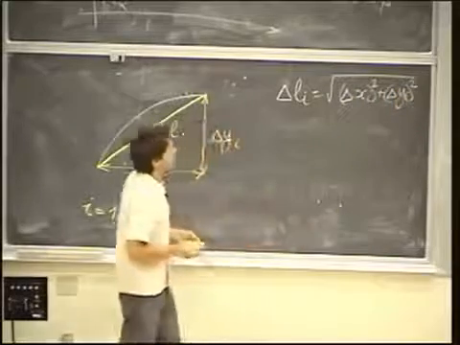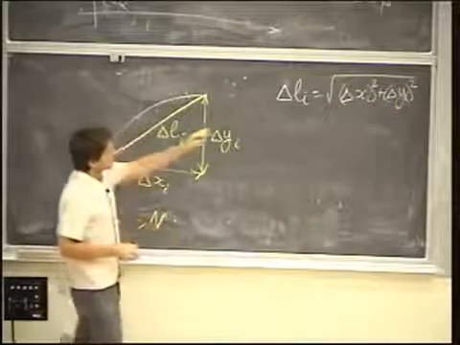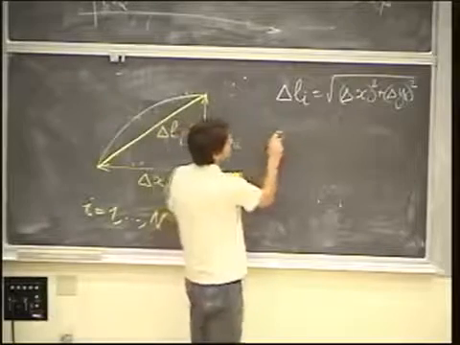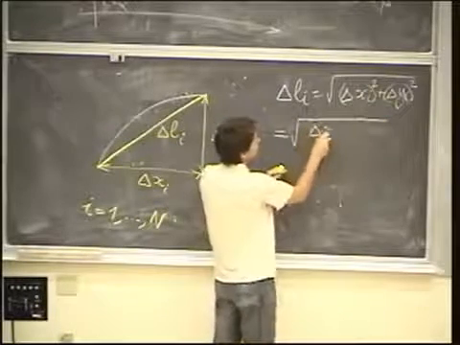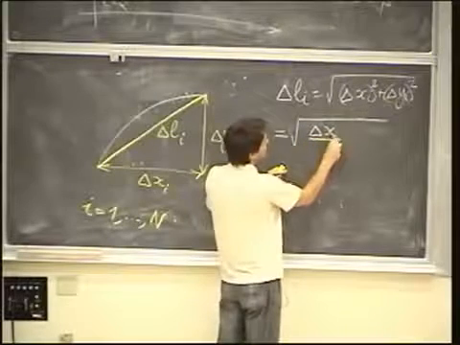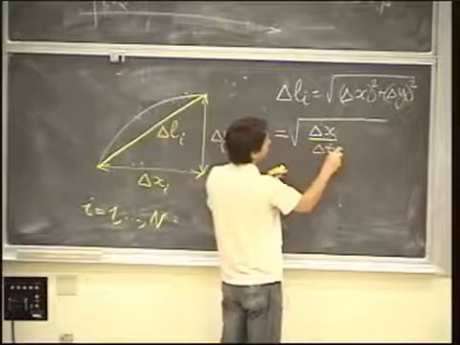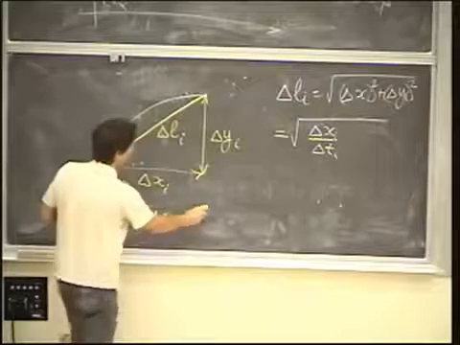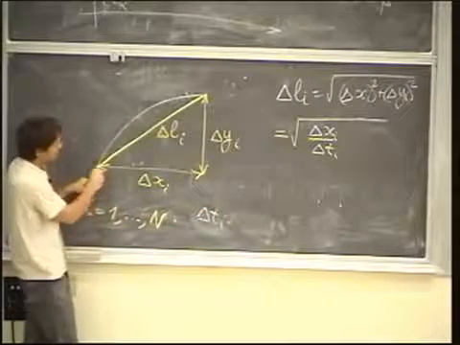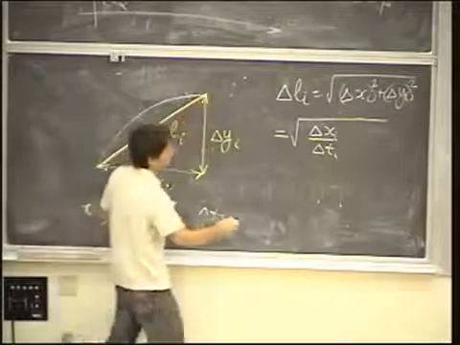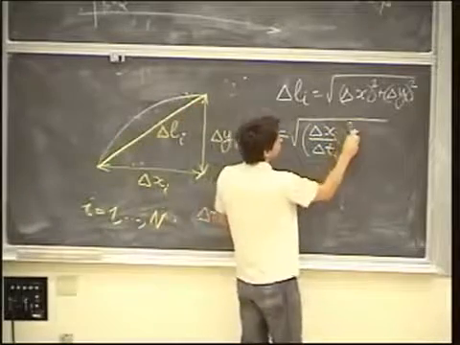Now, this is nice, but I would like to rewrite this in a slightly more convenient form. You will see why it's more convenient. I want to divide and multiply by delta t_i, where delta t_i is the range of our parameter t from this point to this point. So what I do is I divide by this.